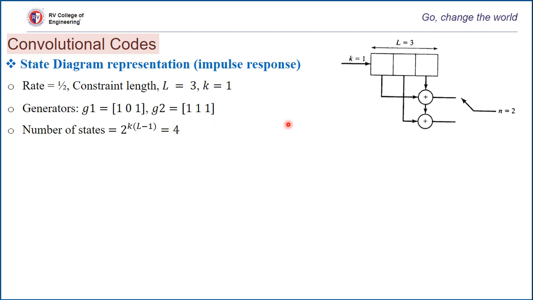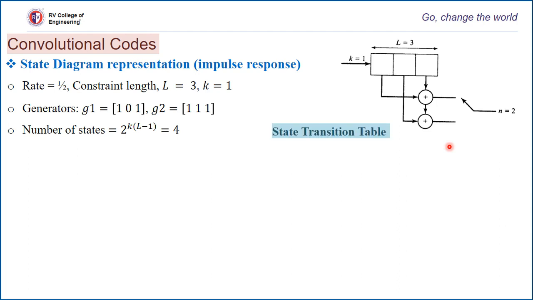Let's try to represent this in a state diagram. Before that, we should tabulate various combinations of input bits and status of memory. We should find out the various combinations for the output bits. That can be easily done by using a state transition table that you might have done in your basic digital design courses. We'll redo the same because it is one of the simplest possible ways of finding the encoder output.